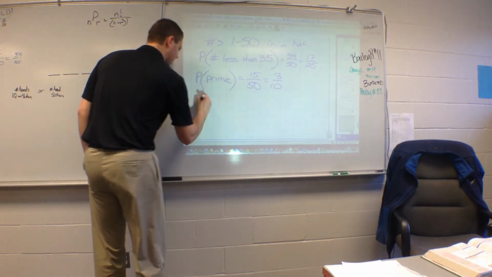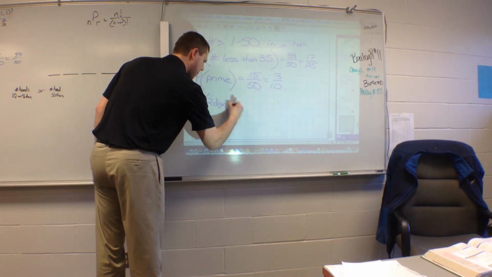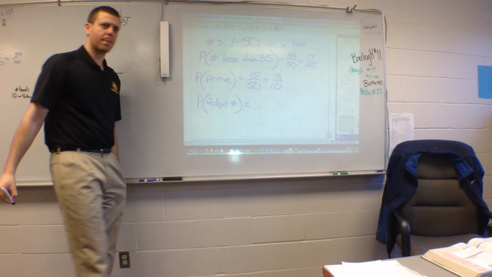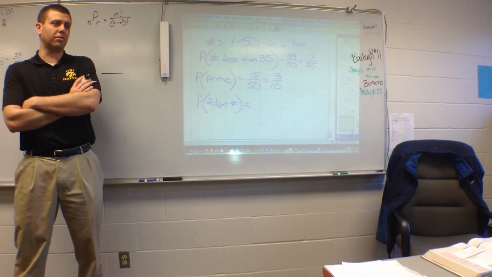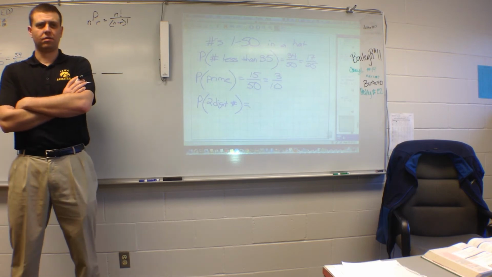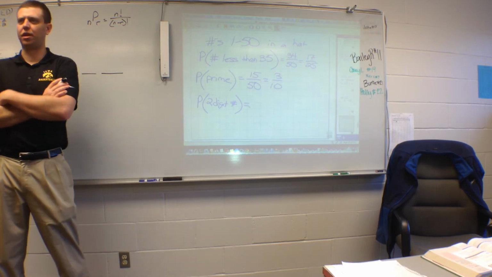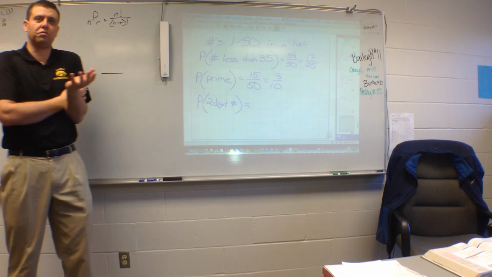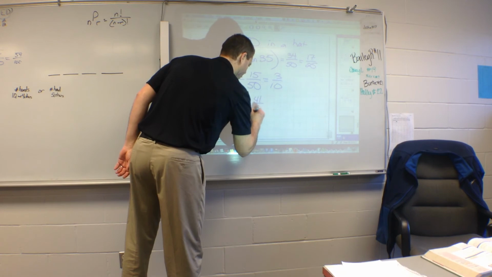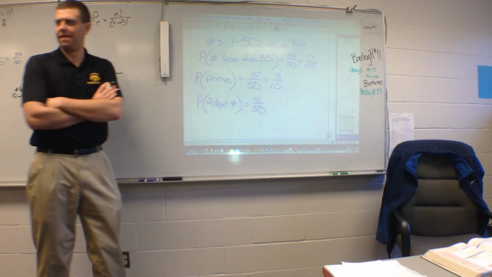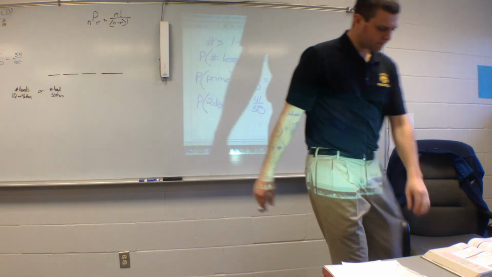What's the probability that you would draw a 2-digit number? It's 10 and up, so how many numbers are not 2-digit numbers? 9 of them are not 2-digit numbers, so therefore the probability of you choosing a 2-digit number is 41 out of 50. Good job. Alright, so those are good problems.